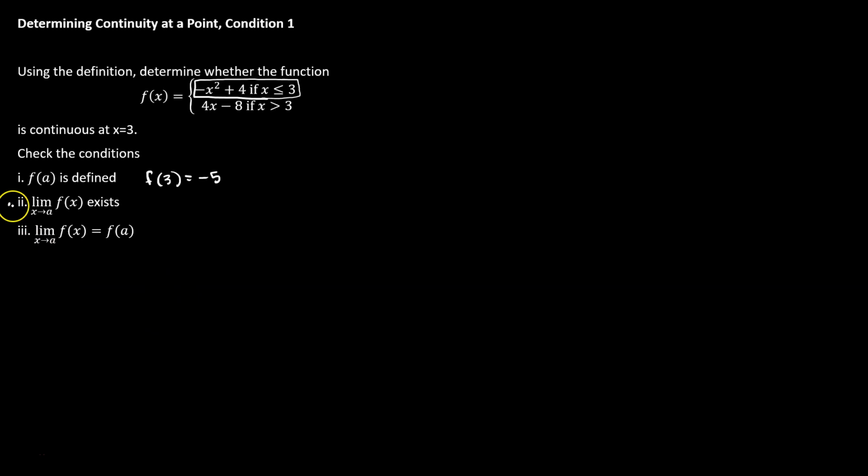The second condition says that the two-sided limit of the function has to exist. Now remember, I know it's the two-sided limit because there's no plus or minus following the a in the limit notation. Now because this is a piecewise function and we're approaching the x value that splits the definition, we're going to have to do one-sided limits, one at a time.